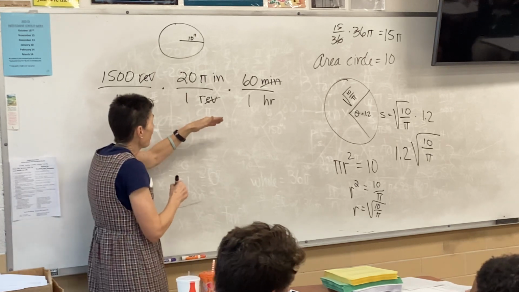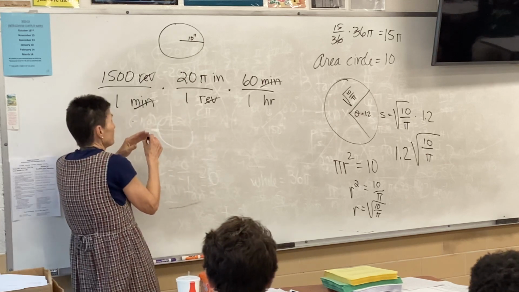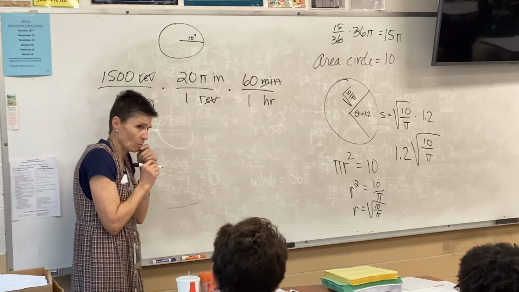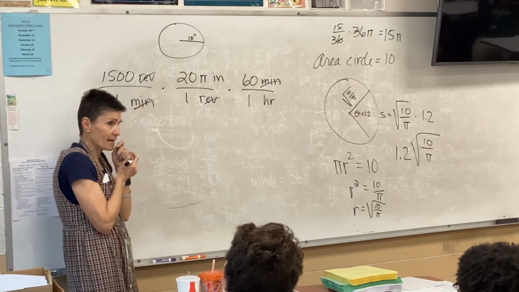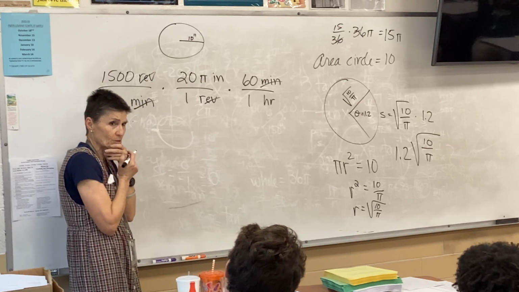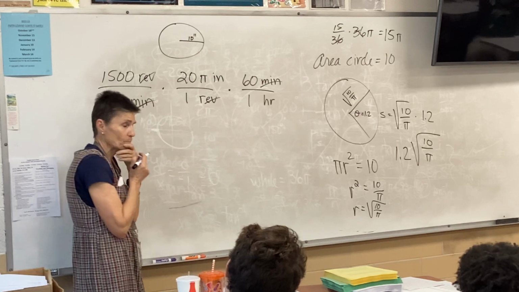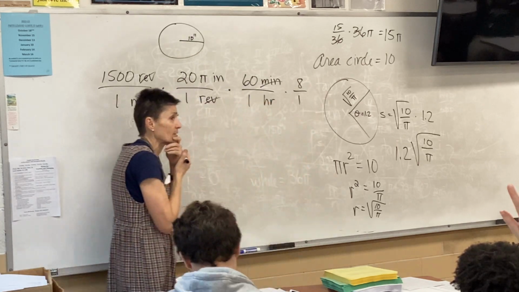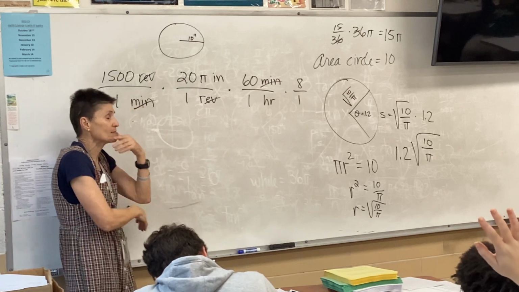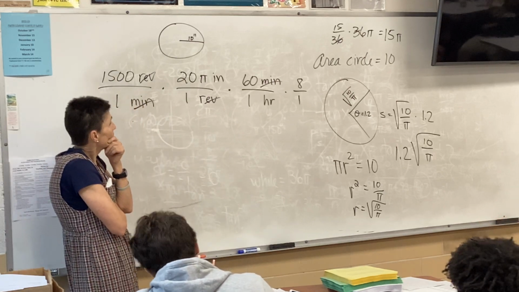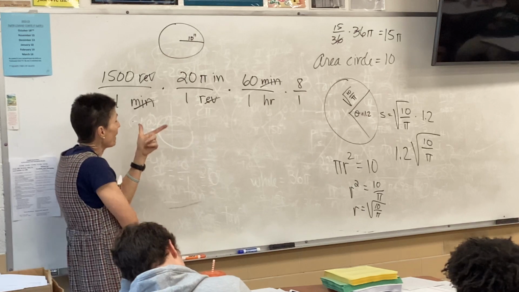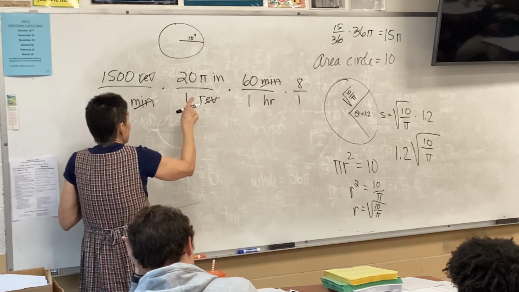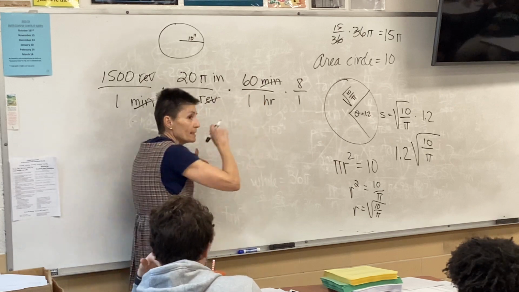Inches per hour. I want to know how far it goes in 8 hours. So could I multiply that by 8 and know how many inches it travels in 8 hours? I'm just going to multiply that by 8 over 1. There's no unit really there because I just want it to go 8 times. And now I know how many inches it's going to travel in 8 hours.